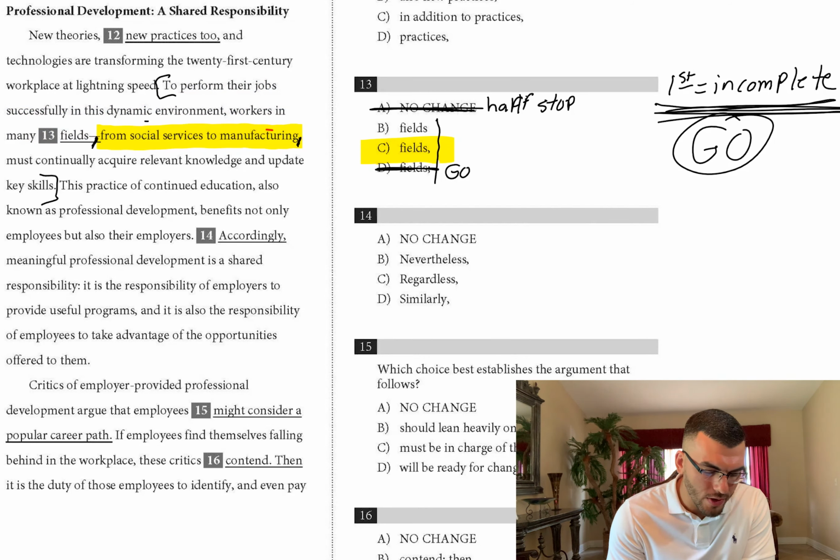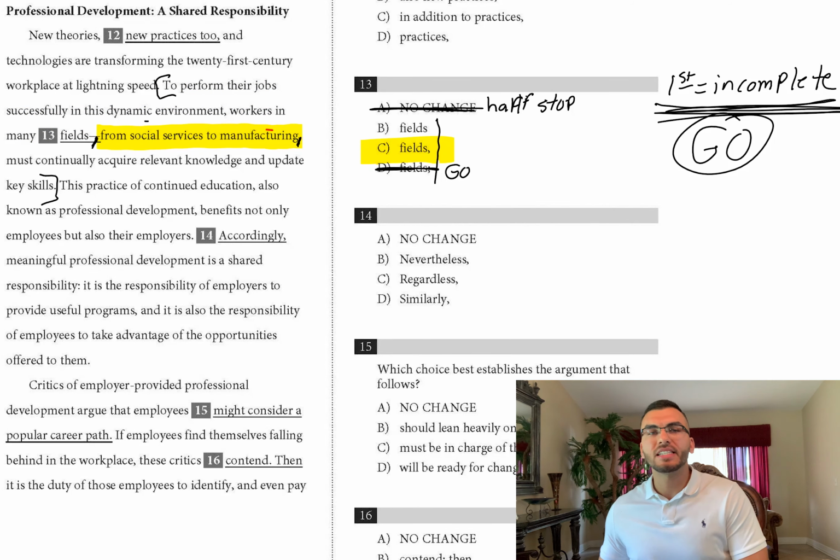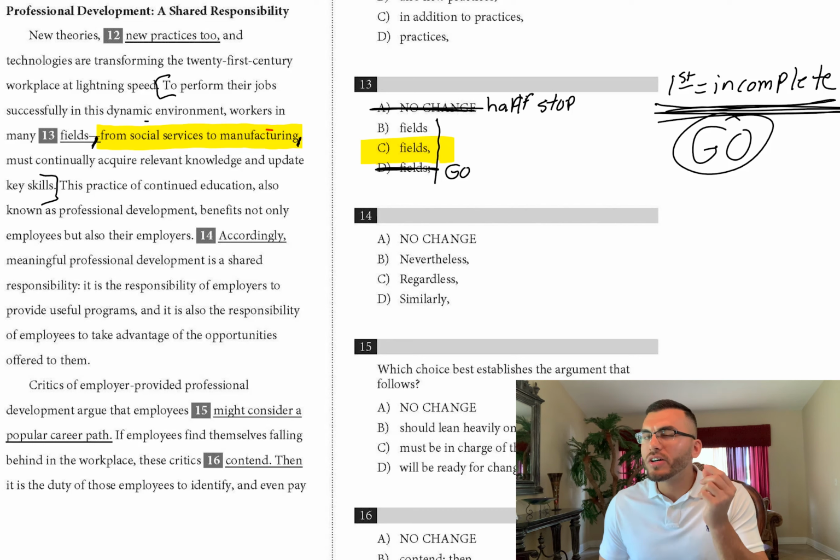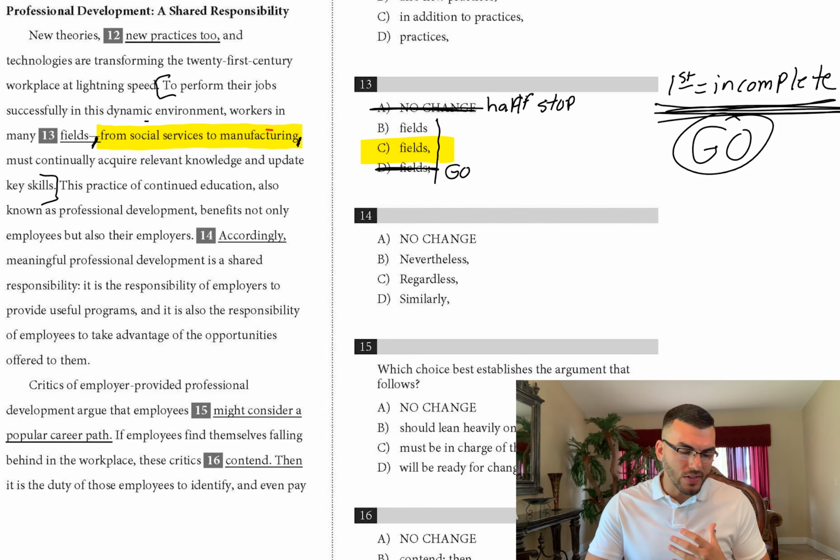Workers in many fields, from social services to, we don't need to know what those fields actually are. That's not the main point. That's little irrelevant, unnecessary details. We need to know the big overall main idea. So that's the unnecessary information. Therefore, it needs to be surrounded by commas.